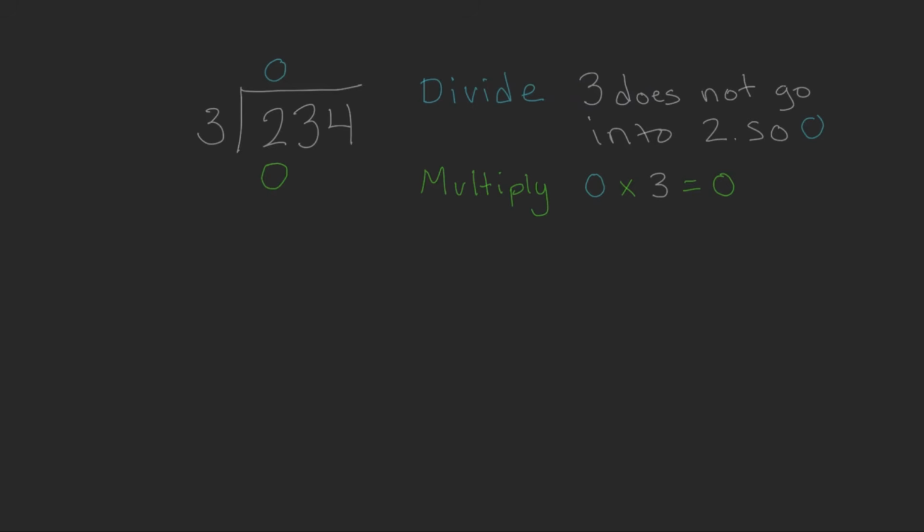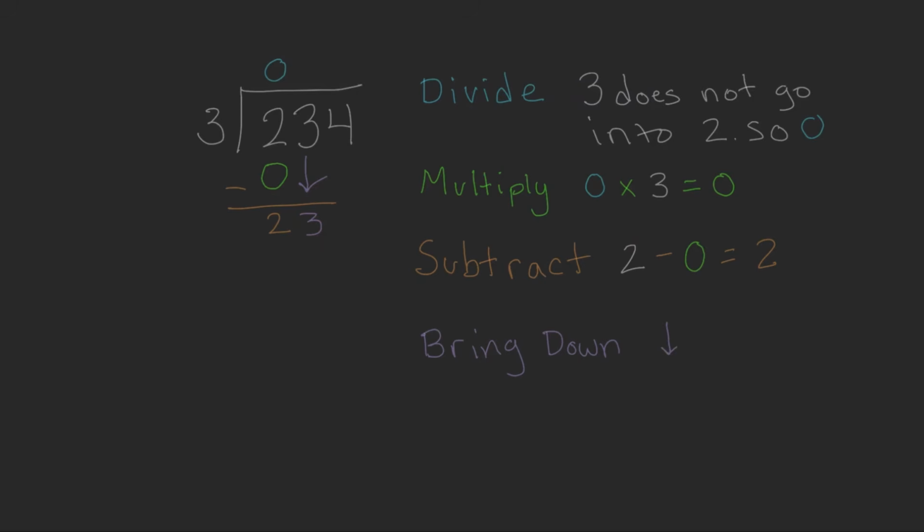Then we're going to subtract, which is the next step. When we're subtracting, we're going to just take that 2 and subtract 0. 2 minus 0 equals 2, as you can see right there. The final step here is going to be bring down. For this one, we're going to bring down that 3 right where that 2 is, as you can see.